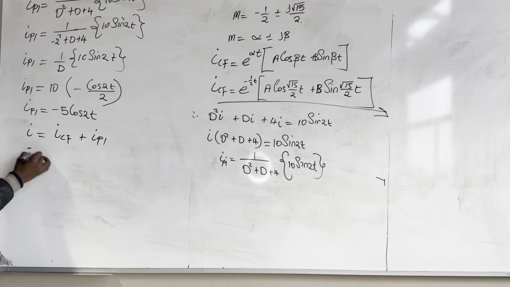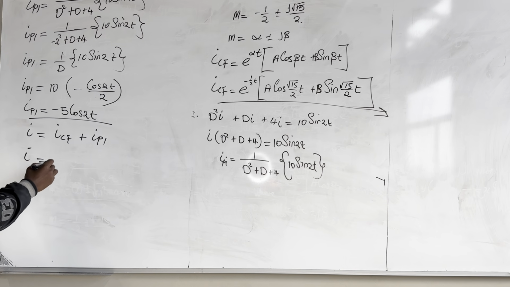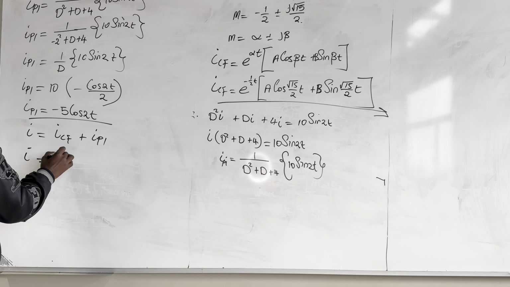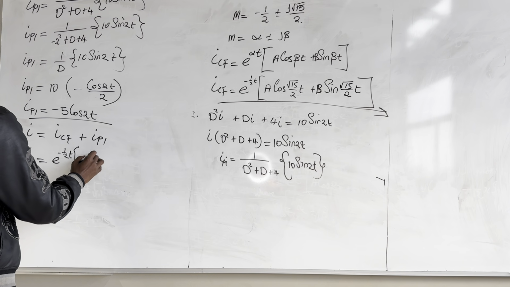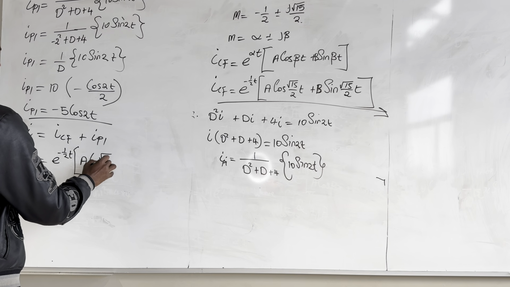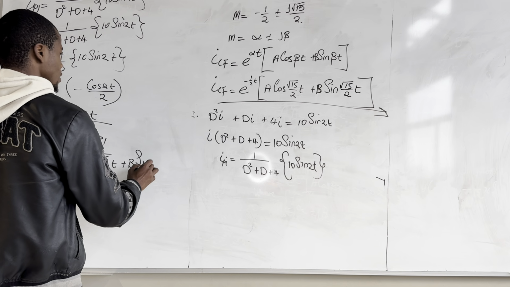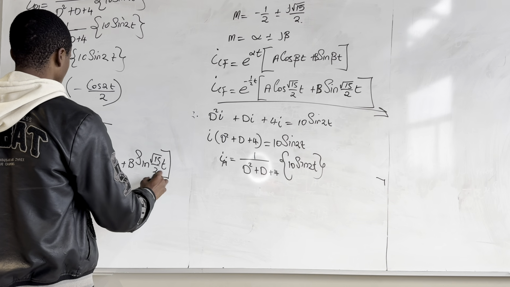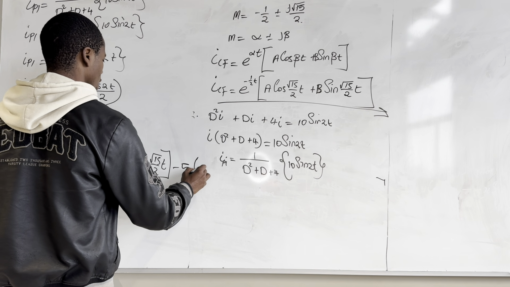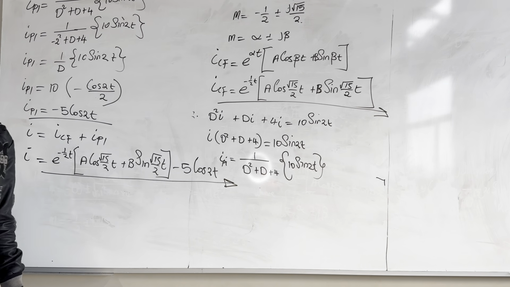Okay, sharp. So we then substitute: this is equal to this whole thing, and this is equal to this part. So we can just do that. So it's e to the negative 1 over 2 t, into A cos root 15 over 2 t, plus B sin root 15 over 2 t, minus 5 cos 2t, and this is your general solution.